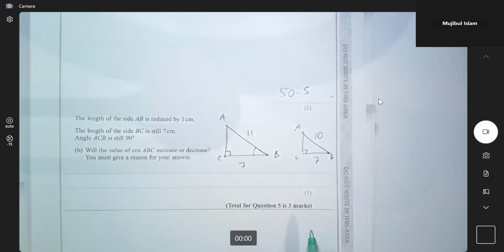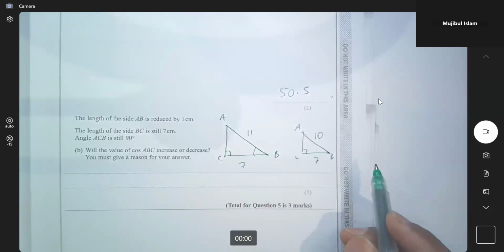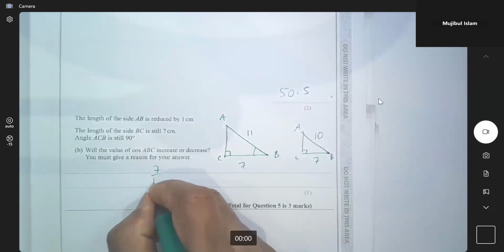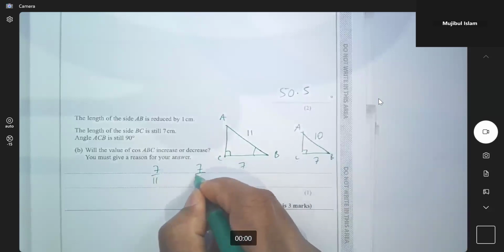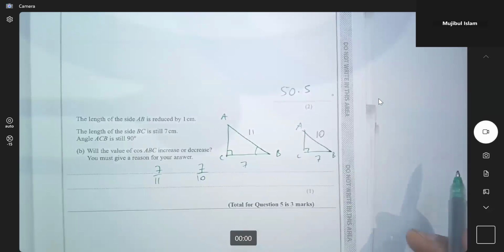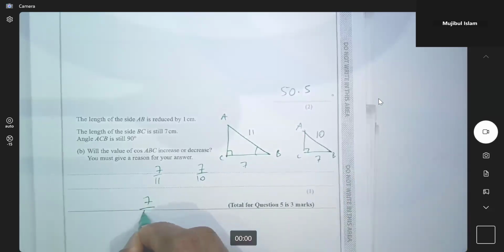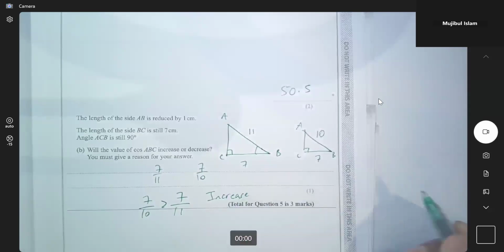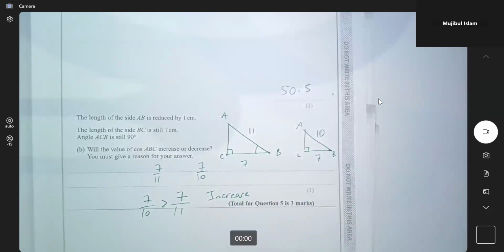So if we look at this, cos is adjacent over hypotenuse. So this is 7 over 11. And this one is 7 over 10. And so will the value increase? Well, 7 over 10 is greater than 7 over 11. So the answer is increase. Okay, so that's one way of explaining this. And there are also other ways of explaining this.